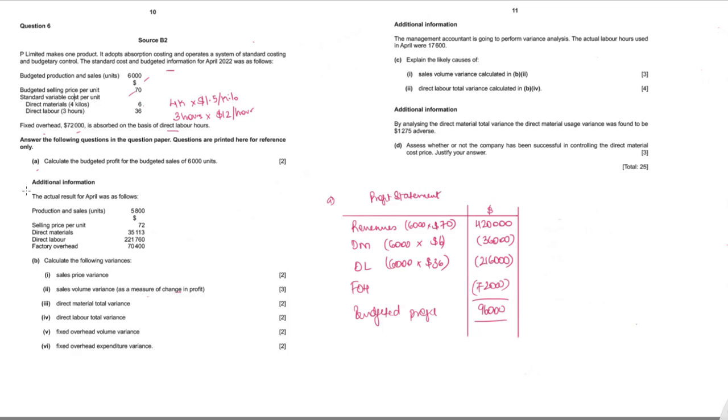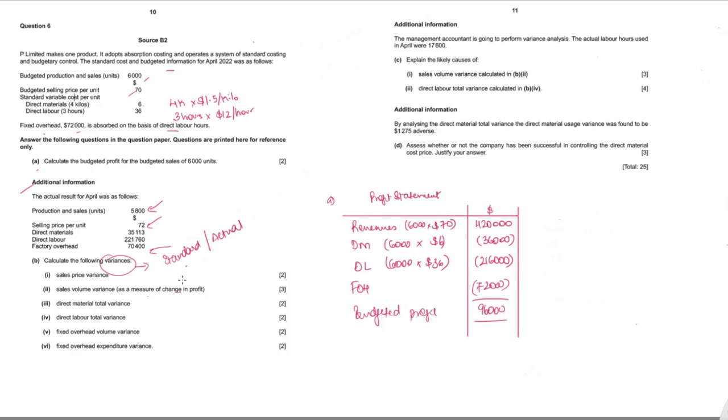Part B, okay, before that, additional information. Actual results for April were as follows. Production and sales 5,800, so actual output is this. Then actual selling price is given, material cost is given, labor cost is given, and actual fixed overheads are given. Fine. Calculate the following variances. So if you remember from the variance chapter, as I told you, variances are always calculated by comparing the standard data and the actual data. Now actual data, in other words, actual revenues and actual cost, is given, but we don't have the standard cost, the standard revenue. We will have to make that calculation.